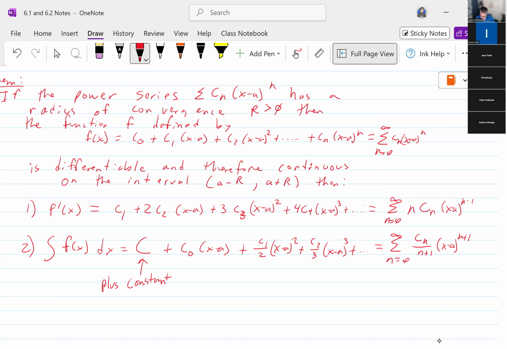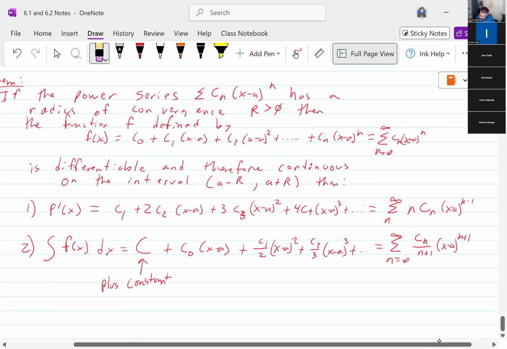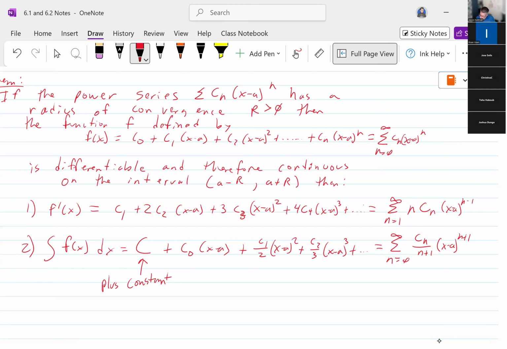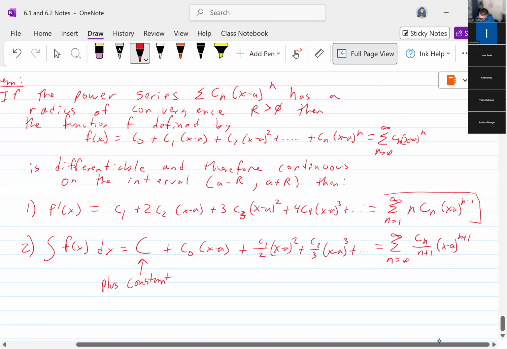Let me think about that for a second. No, I need this to be a 1. I'm sorry. That's a 1 now, because we're starting at C1. And that is n minus 1. Yes, that works. And then we go to 2, C2. Yes, that's perfect. So for the derivative, we get this formula, and for the integral, we get this formula. Right?